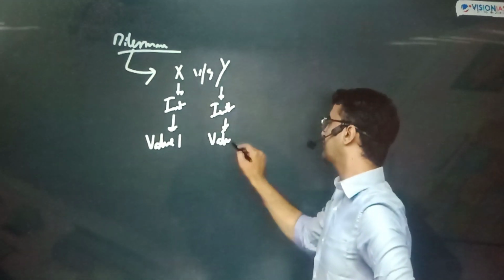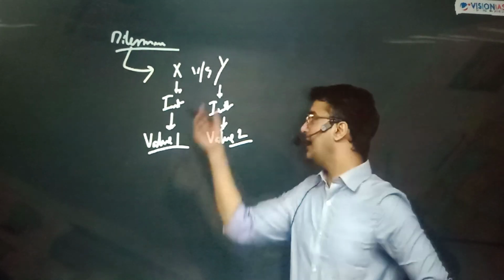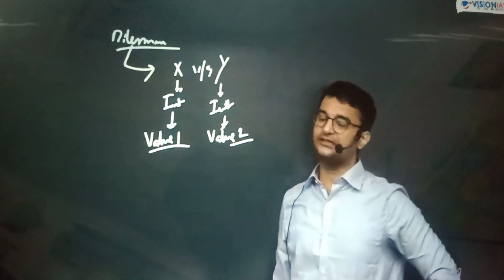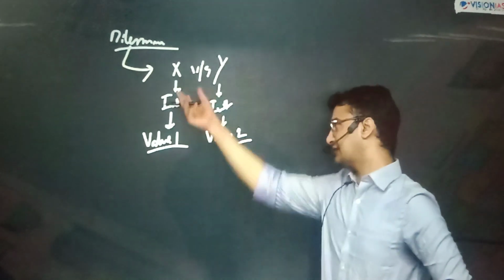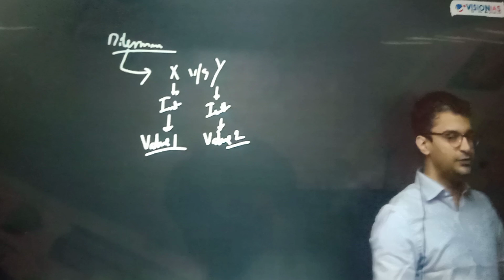Interest of Y comes from some value 2. Now both these values are, as the name suggests, values. Y has a legitimate right to pursue his interest. X has a legitimate right to pursue his interest. X's interest also comes from a value. Y's interest also comes from a value. Both are values, meaning both are desirable.